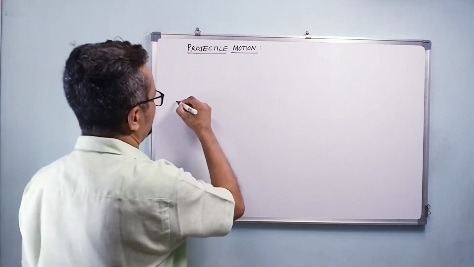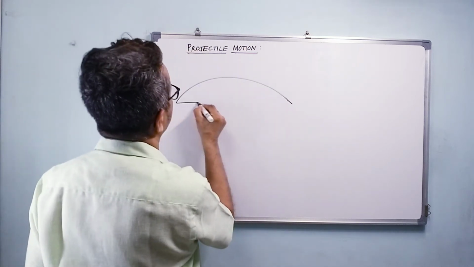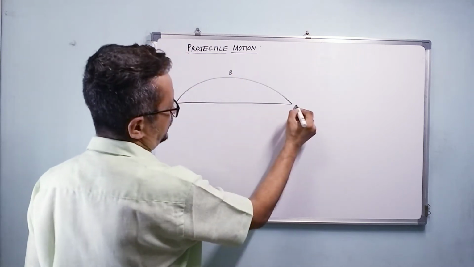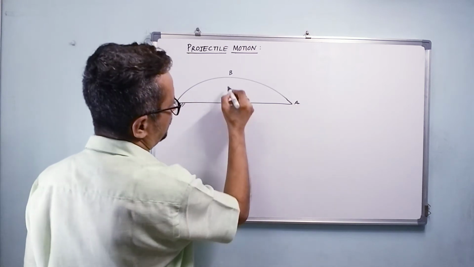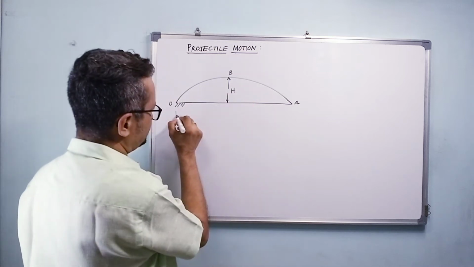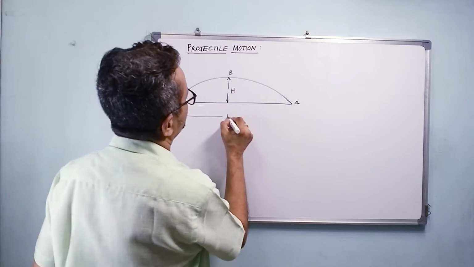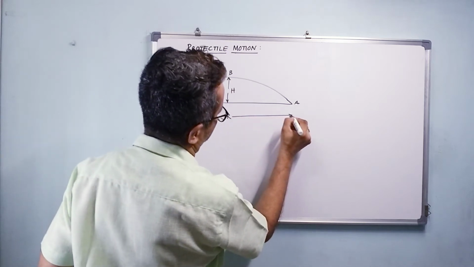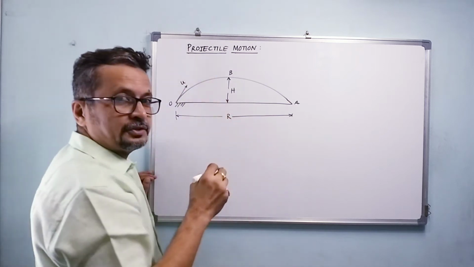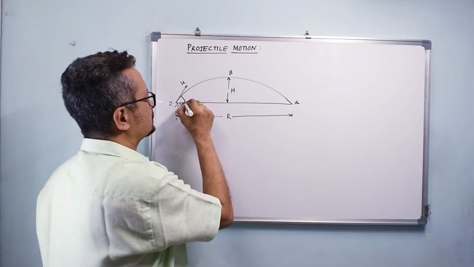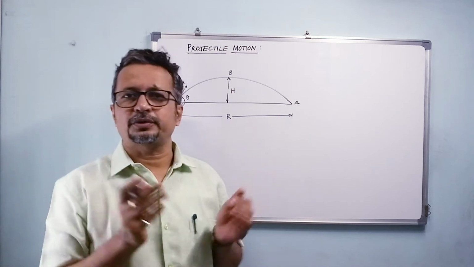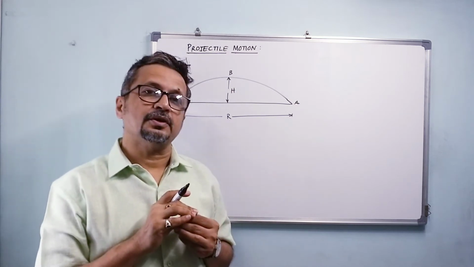Okay, so again, with this as our projectile, point B here, O here and A here, ground level, and this is my maximum height h, and this is the horizontal range. U is our velocity of projection and theta the angle of projection. Now see, these are the usual notations which we will be following with projectile motion.